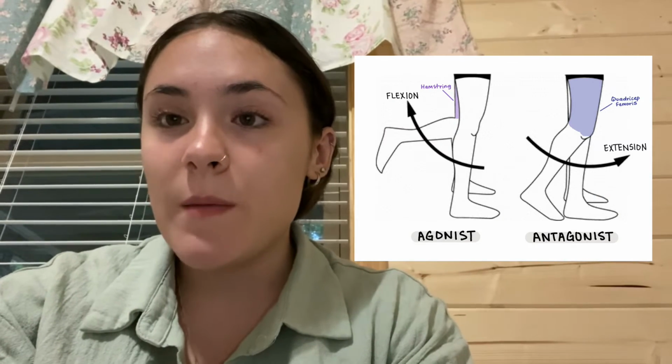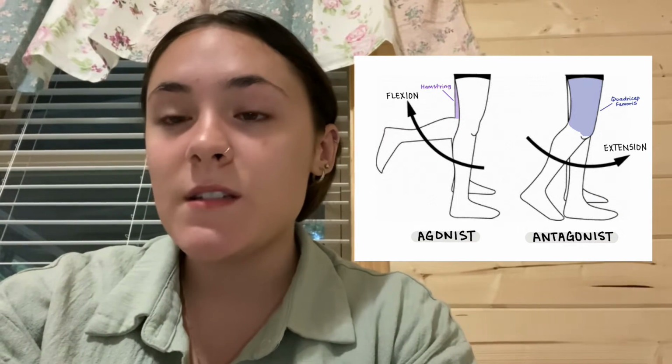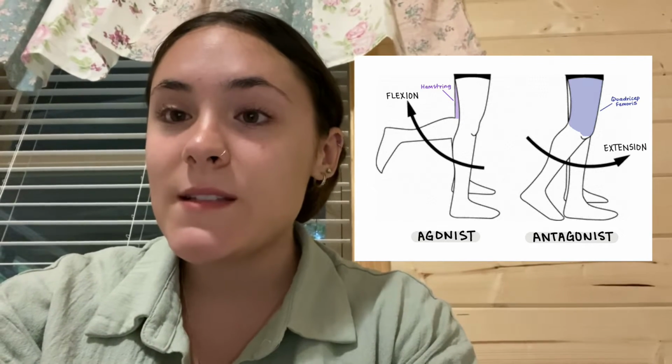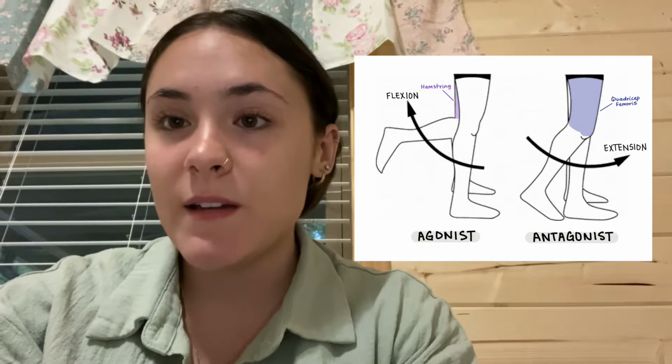Using my previous example, the hamstring is the agonist since it is responsible for flexing the leg, and the quadricep femoris is the antagonist since it does the opposite and extends the leg. Where a muscle is located when it crosses a joint can determine the muscle's actions as well.